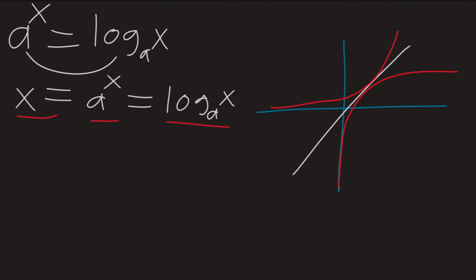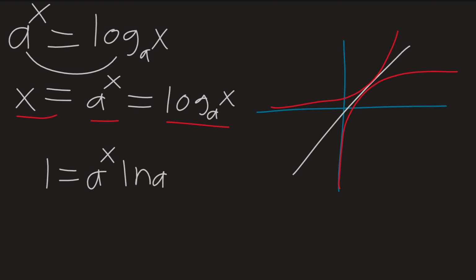Another way to think about that is that the derivative of x at this point is going to be equal to the slope, or derivative, of both a to the x and log base a of x. And that's what we're going to exploit to solve this problem. So we're going to differentiate both sides and see what we get. The derivative of x is clearly just 1. So we have 1 is equal to the derivative of a to the x, which is a to the x times the natural log of a, just by differentiation rules.